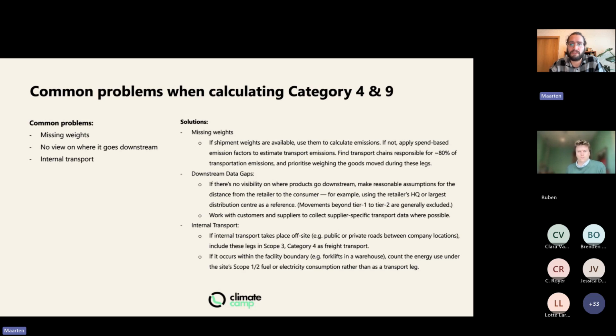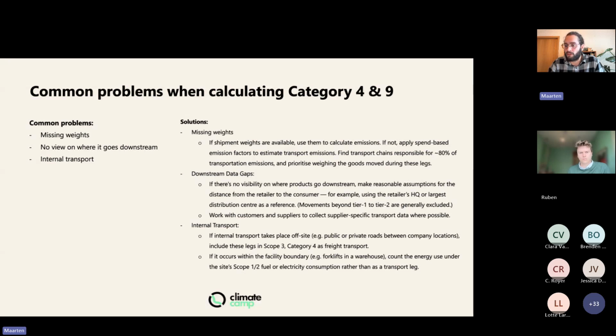Now, if there's no visibility on where products go downstream, you can make a reasonable assumption. For example, we have quite some customers who deliver to retail. You can then make an assumption on the distance a general consumer will travel between retail and itself, and then use the HQ, for example, to calculate the transportation distance. Because you might not know where the goods are transported to between distribution centers, where they eventually end up. You need to make reasonable assumptions to calculate for these emissions.